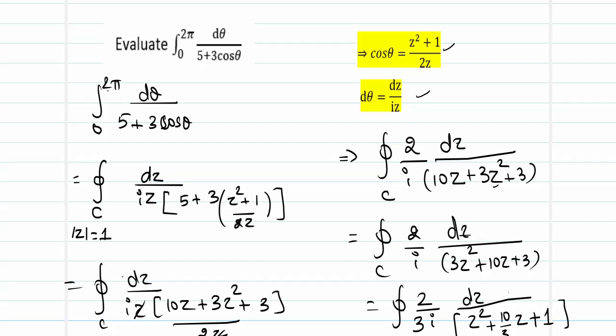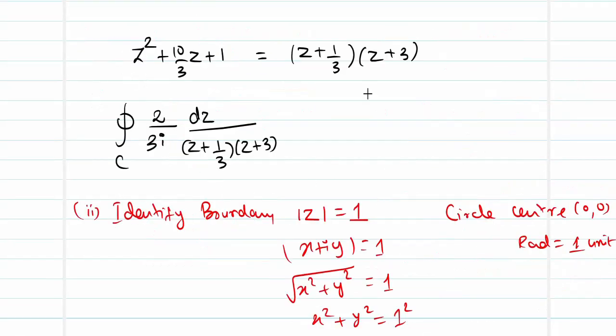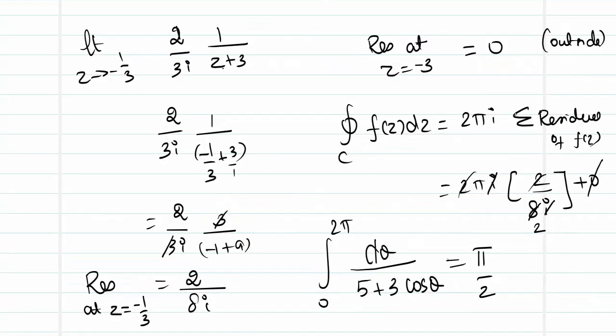The first step is to find the poles. The second step is to identify the boundary. The next, plot the poles in the boundary and see whether they lie inside or outside. And the last step is to estimate the value of the residue and then substitute them in the formula 2 pi i times sum of the residues. So this completes the problem on evaluation of a real integral using the Cauchy residue theorem.